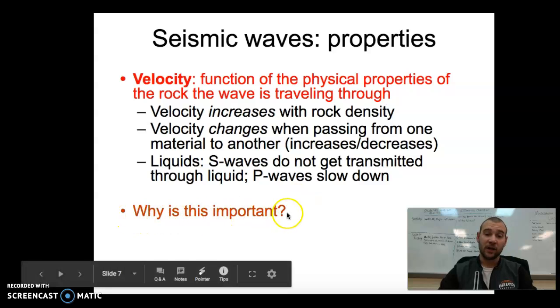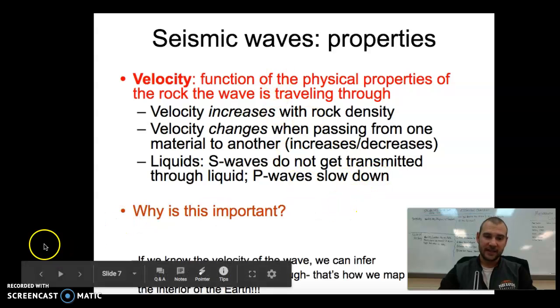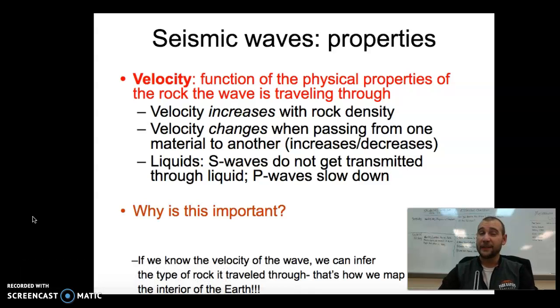Now the question is, why is it important? Who cares? Well, for us, you guys can't really see there, but if we can measure the velocity, we can tell what type of rock is underneath the Earth's surface. So we use this information to map the interior of the Earth. So it becomes really important for geographers.